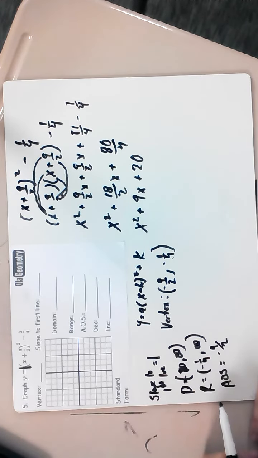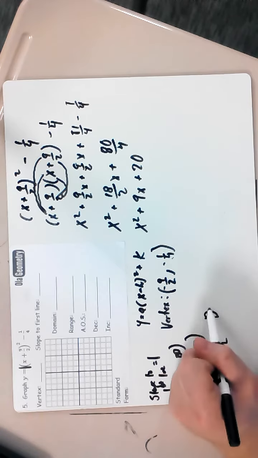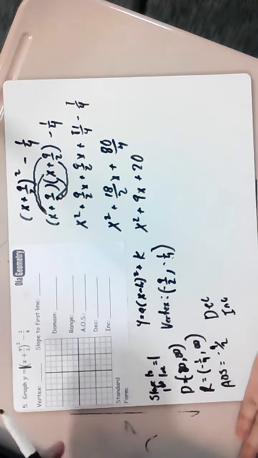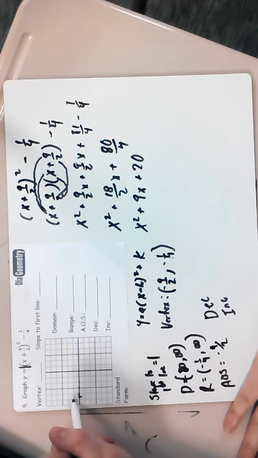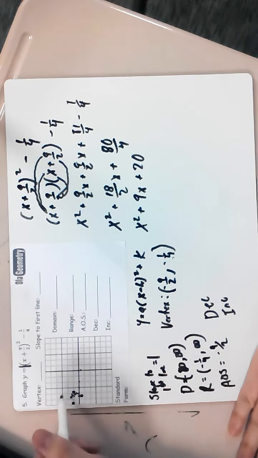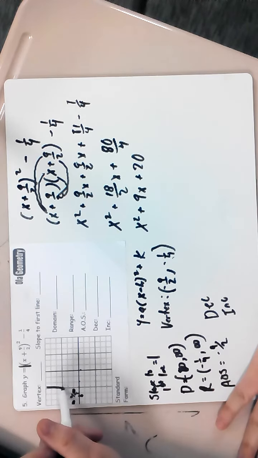All right, and let's see, what's next? Decrease and increase. This one's really hard to do without graphing it, so we're going to graph it. Okay, 9 over 2 is about 4.5. So 1, 2, 3, 4, and I'm going to say that's 9 over 2. 1 over 4 is 0.25, right? So that's here. So there's my vertex. Now the slope to the first line is 1, so I'm going to go up 1 over 1, up 1 over 1, and I should move this over a little bit. There we go. I'm now going to draw my graph.